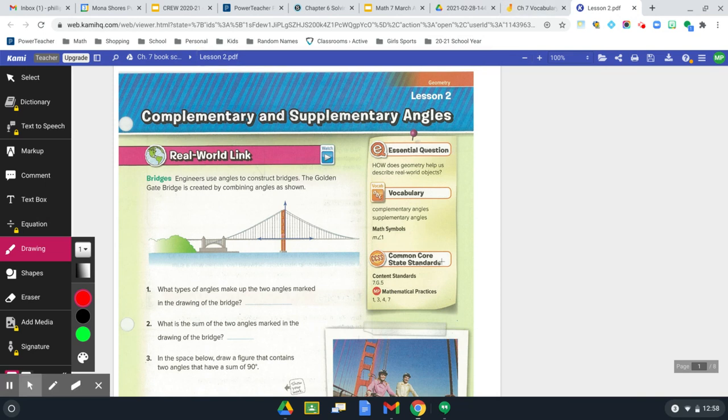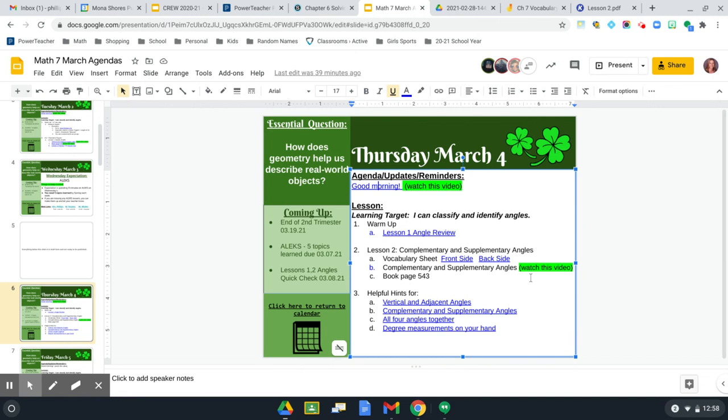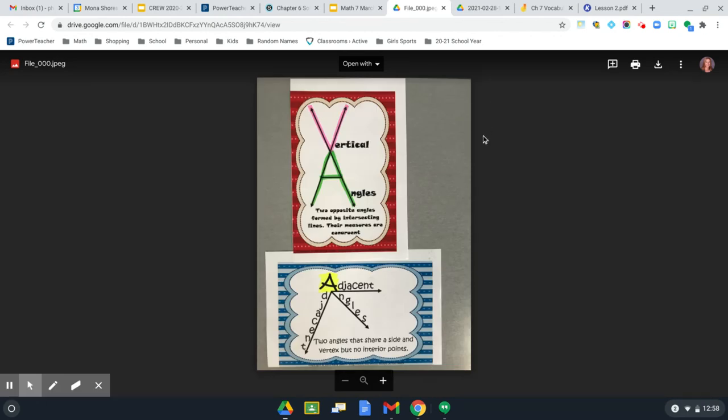Okay, so I'm going to go back to the agenda just for a second. What you just saw on the videos, I actually put here at number 3 on the agenda. These are all just helpful hints for you to remember your angles. If I click on this first one, vertical and adjacent angles, there's a picture here, again just for reference on ways to think about vertical angles and adjacent angles.